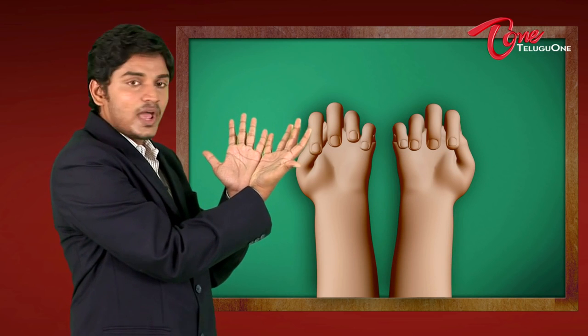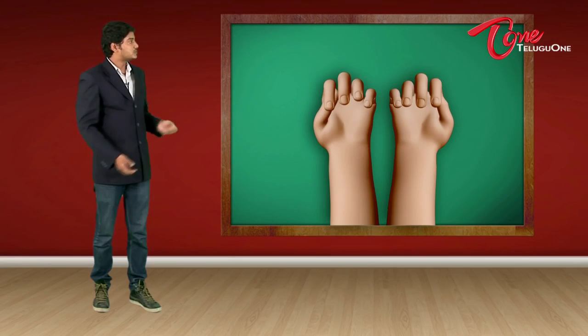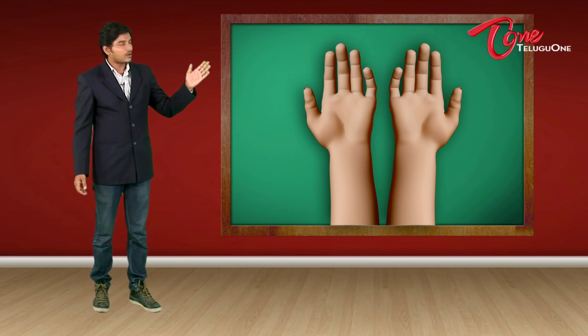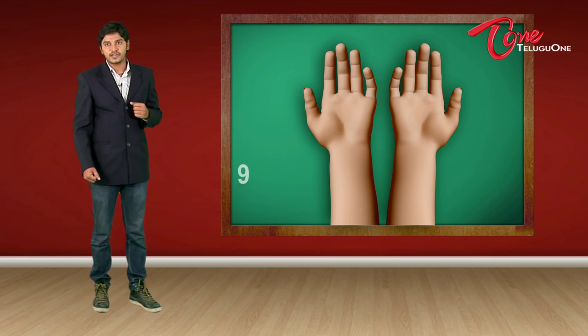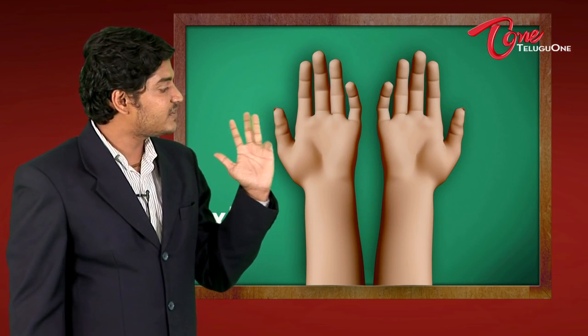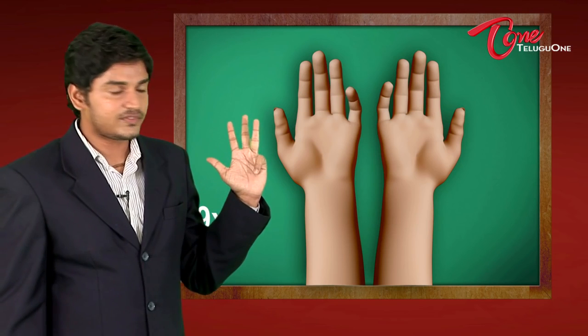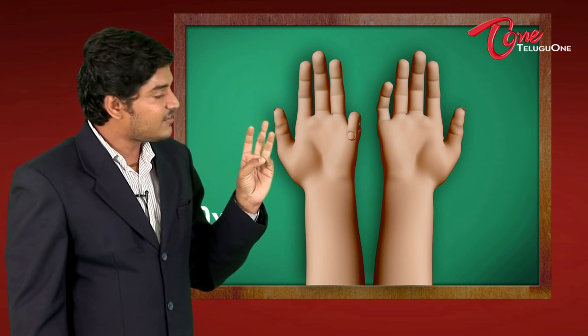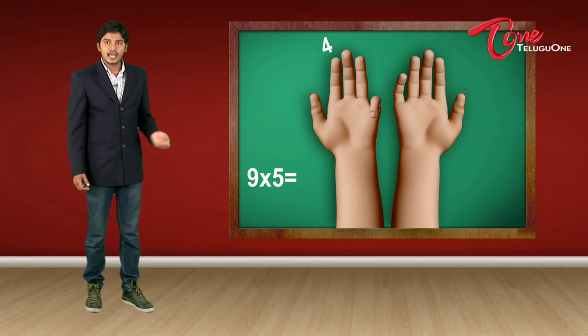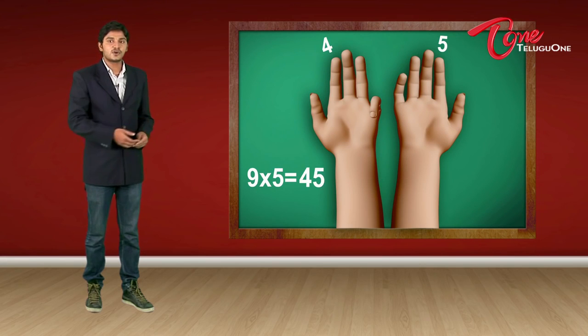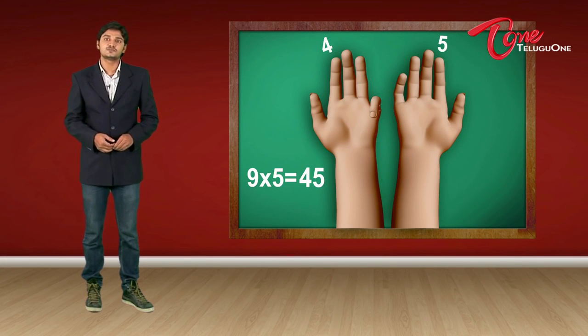Now, I'm going to show you these hands on the board. You have my hands on the board and the numbers written on my fingers. Suppose I want 9 times 5. I have my 5th finger. I'm going to close my 5th finger, that is my little finger on my left hand. How many fingers are there before 5? 1, 2, 3 and 4. And then on the other hand, I have 5. So, the answer is 45. So, 9 times 5 is 45.